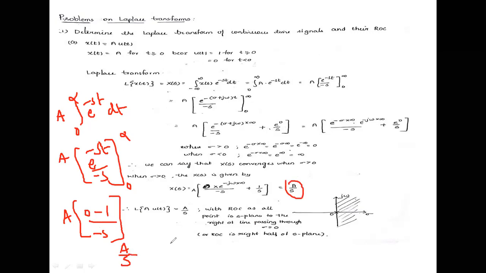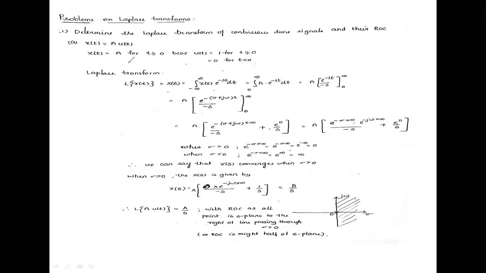And what is the ROC here? S is greater than 0, because whenever there is a mu of t, you take the denominator expression as greater than 0. If it is mu of minus t, you take s less than 0. Whatever factor is there in the denominator is less than 0 when it is mu of minus t, the negative real axis. Now it is the positive real axis, so you take it as a greater value.